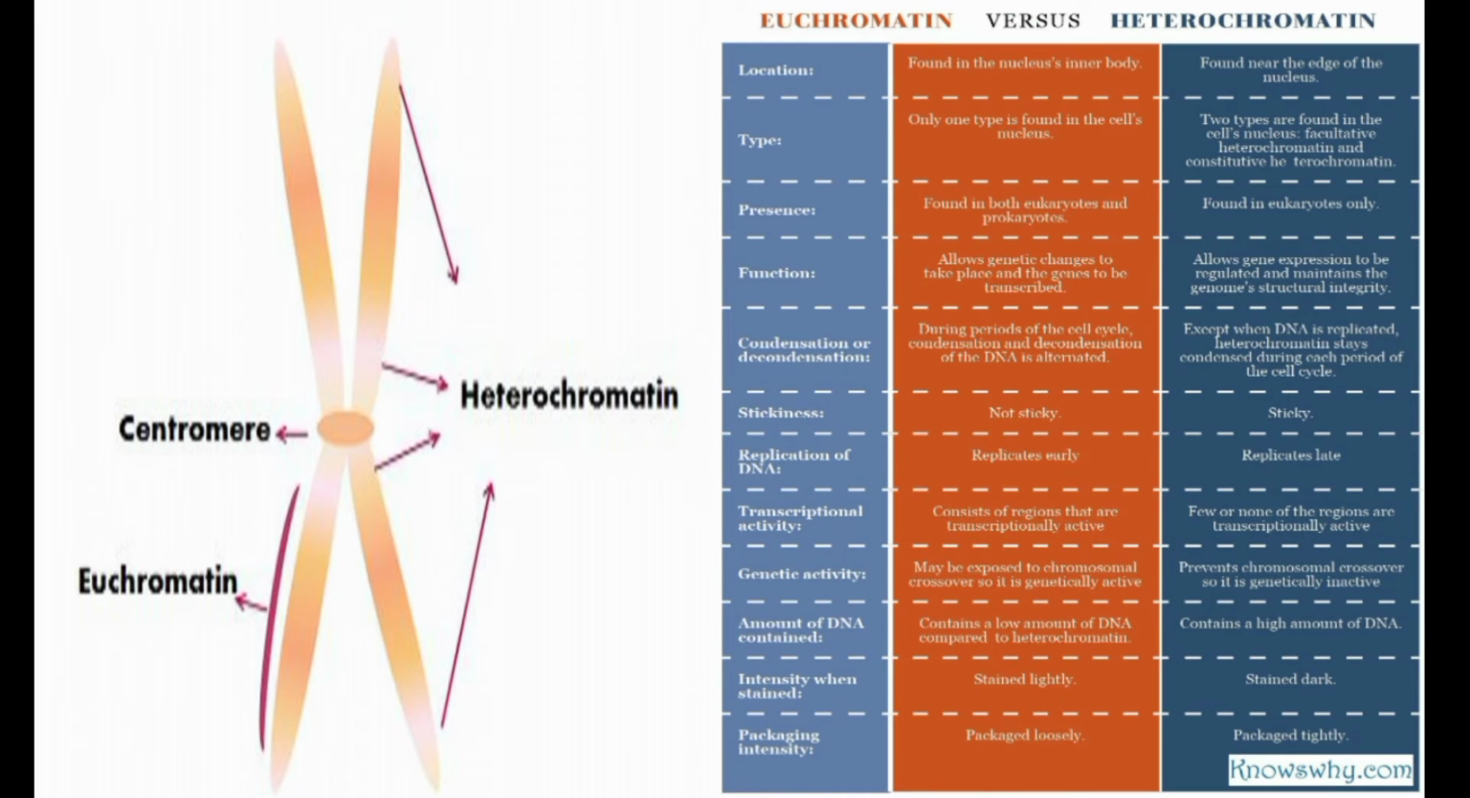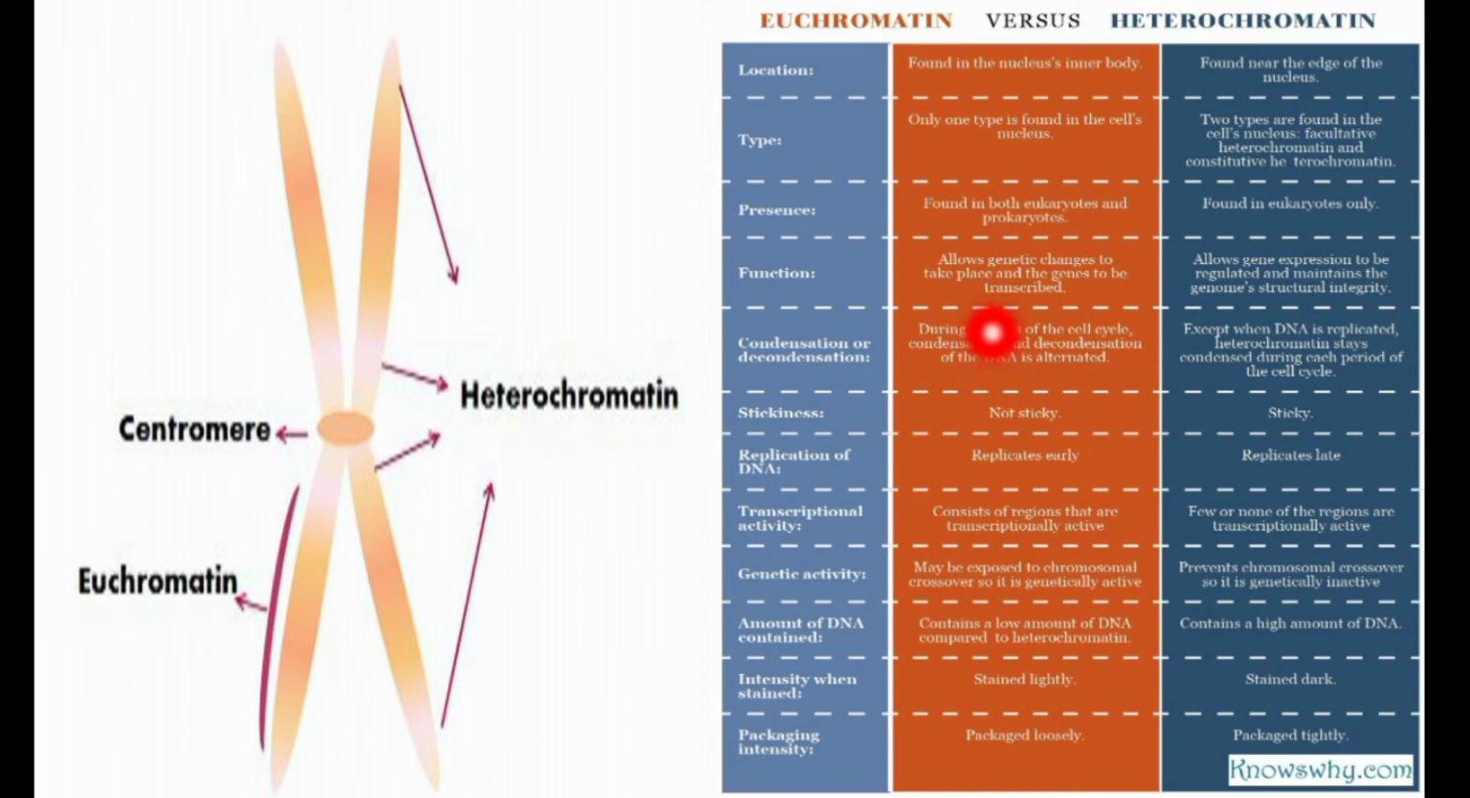So these are the euchromatin and heterochromatin. These are the upper part heterochromatin and these are the euchromatin. These are the differences between euchromatin and heterochromatin. The location of euchromatin is the inner body, while heterochromatin is at the edge of the nucleus. There is only one type of euchromatin, and heterochromatin is facultative and constitutive, as I said in the previous slide.